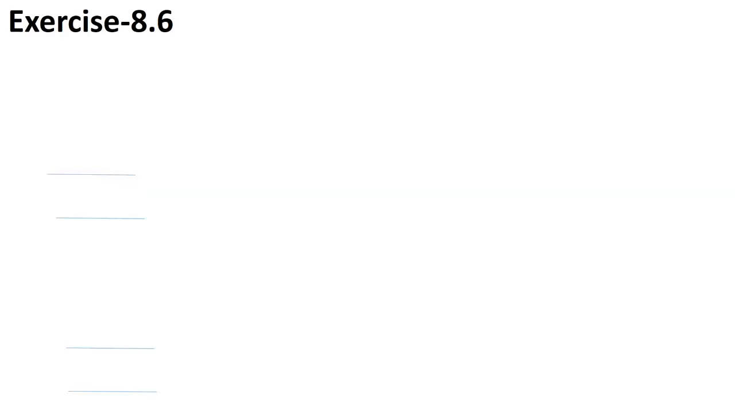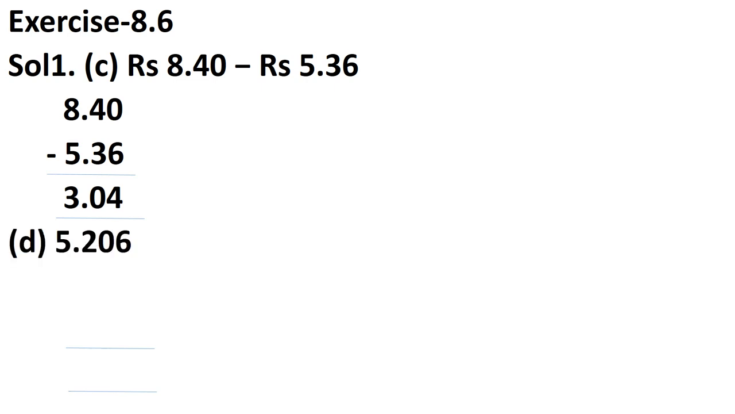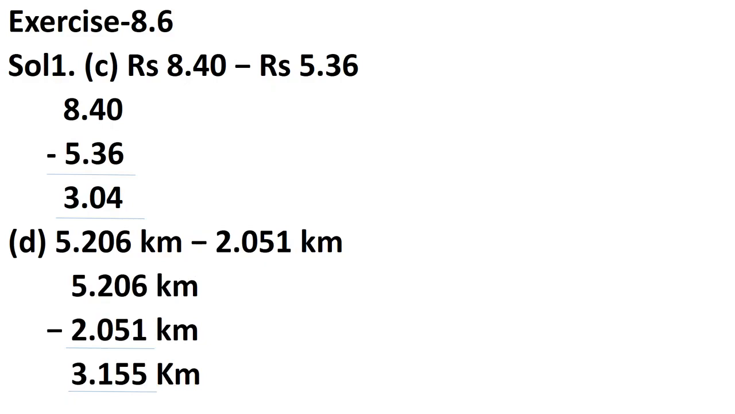After that, I have given you to do exercise 8.6. Question number 1 is simple subtraction. So you can check your solution here. I don't think there is any need of explanation in these questions. This is the C part of question number 1. D part. It is from. A number written after from we have to write down first. So 5.206 kilometer we will write down first. And then we will subtract.